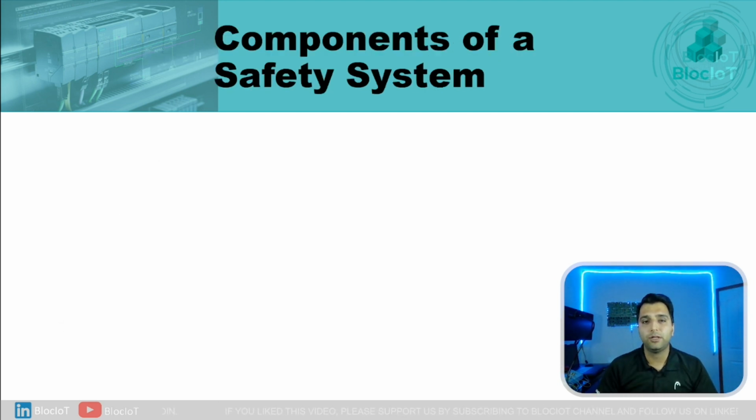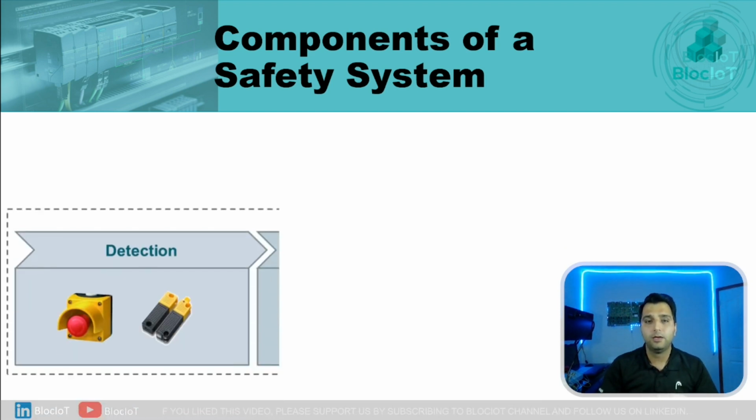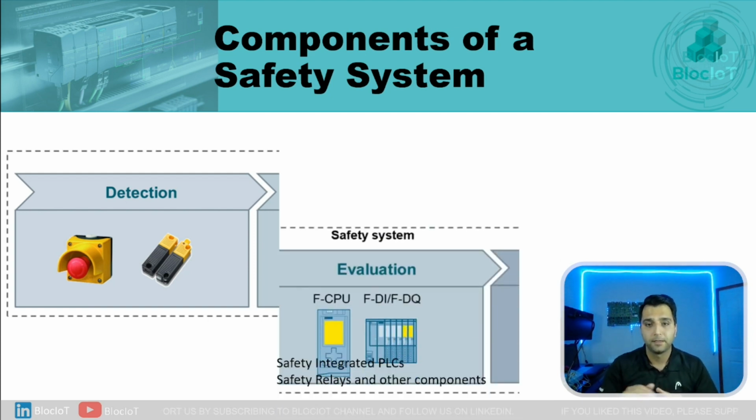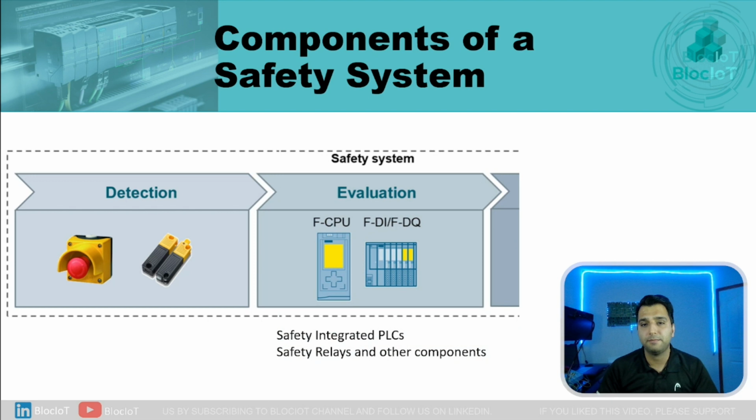So now let's see what the main components of a safety system are. Regardless of the manufacturer of the safety controller or safety system, every safety system consists of, first of all, a detection system or a sensor. This detection sensor or component can be a push button for emergency stop or e-stop. It can be a proximity switch or magnetic switch for detecting whether a door is open or not, and so on.